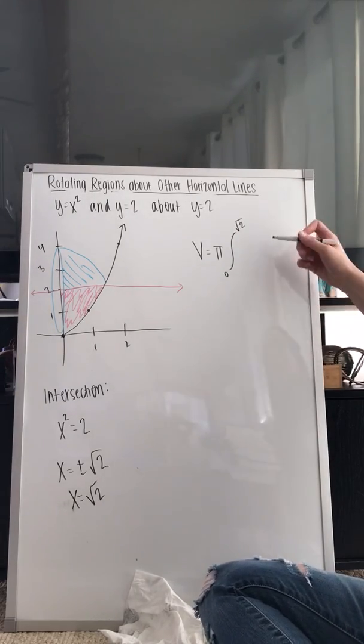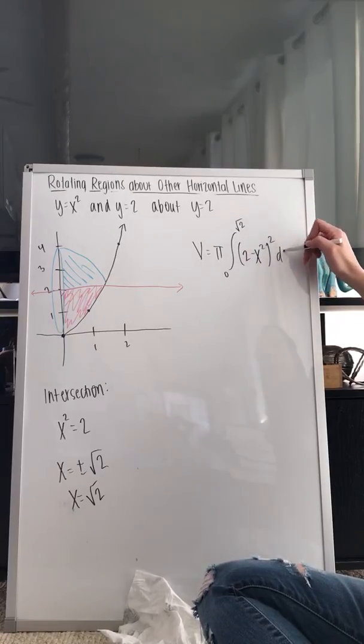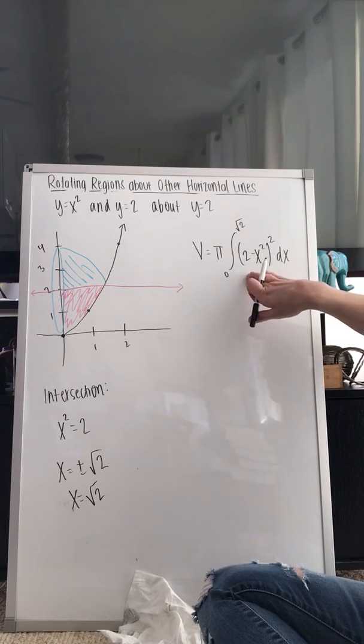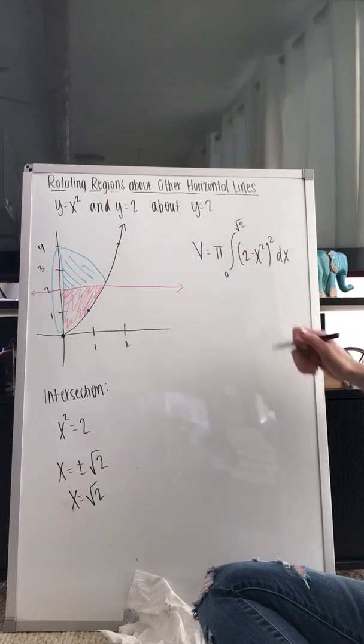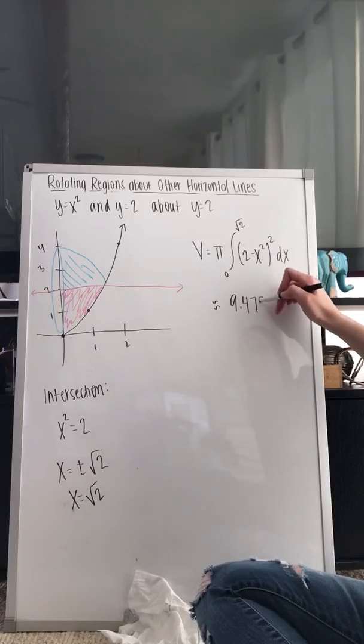And we said that the radius was 2 minus x squared. I'm going to square that, dx. And again, you can just plug that into your calculator. Again, bring the pi on the inside there when you calculate it. You should get a volume of approximately 9.4782.